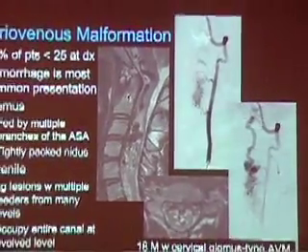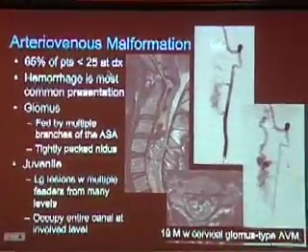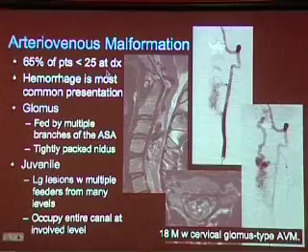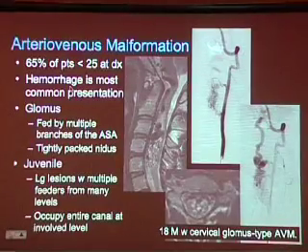AVMs, if you're on the CyberKnife service, you're certainly going to see some of these patients. Most of these patients, unlike the dural fistula patients, are young patients. They most commonly present with hemorrhage and the acute onset of neurological deficits, but they may present more gradually.